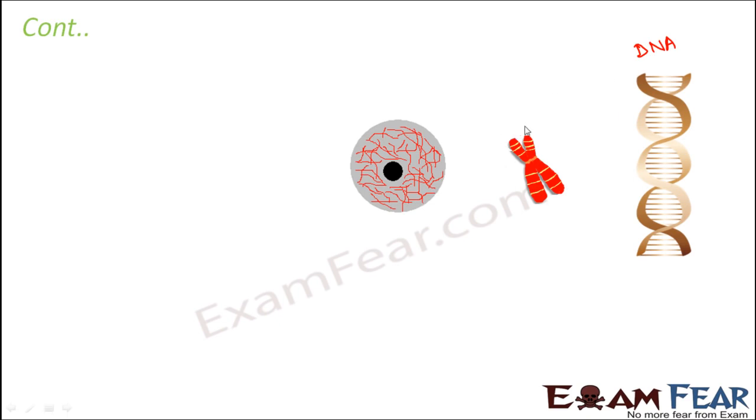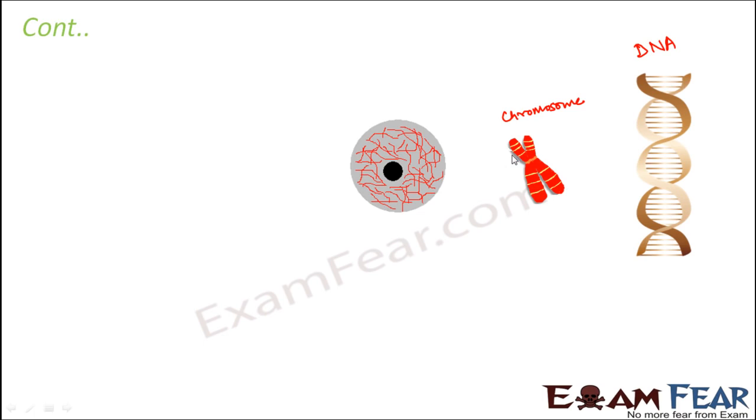And where is the gene located? It is located in the chromosome. Here you can see this entire structure is the chromosome. And where is the gene? The yellow colored strands which you see here, they are genes. When you magnify them, you can actually see DNA arranged in this fashion.